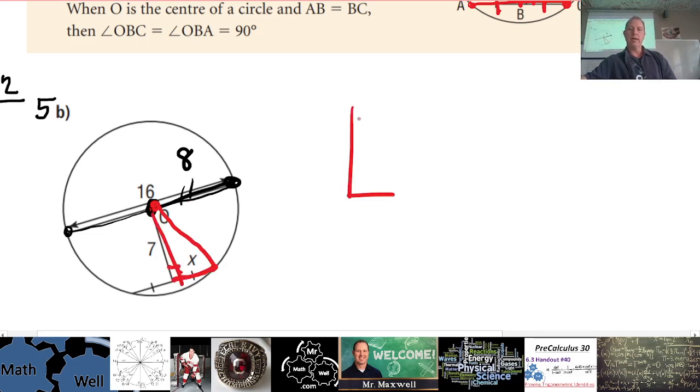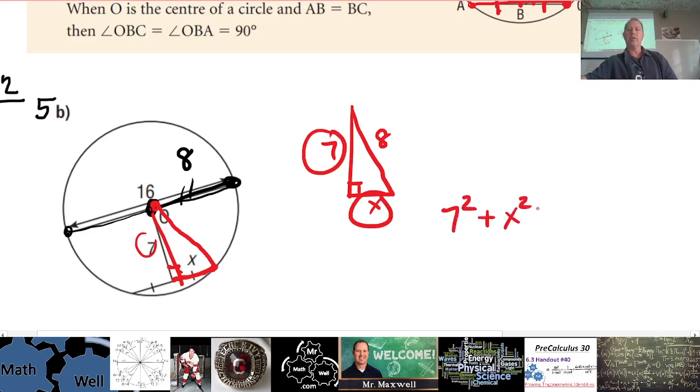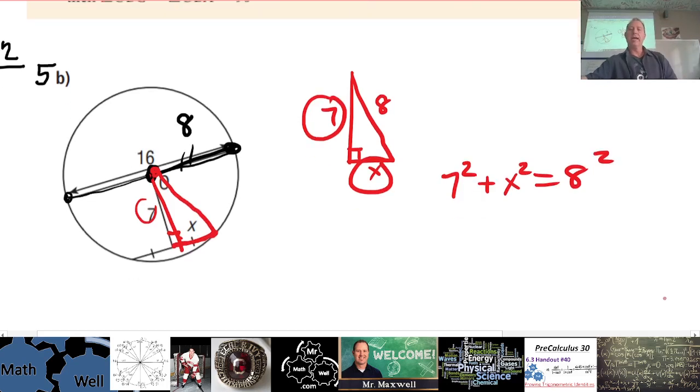I'll redraw it over here. 7 is this part, x is this part, and I know what this is. What's the length here? 8. That's right. So 7 and x are the legs of the right triangle. They form the 90 degrees. So 7 squared plus x squared equals 8 squared. What theorem is this? Pythagoras. Yeah, Pythagoras. Good job. Pythagorean theorem. So I can solve here now.